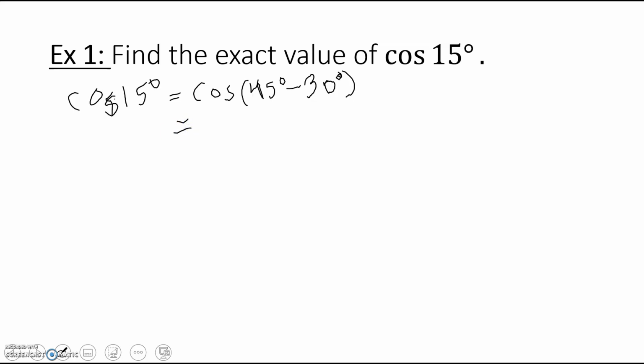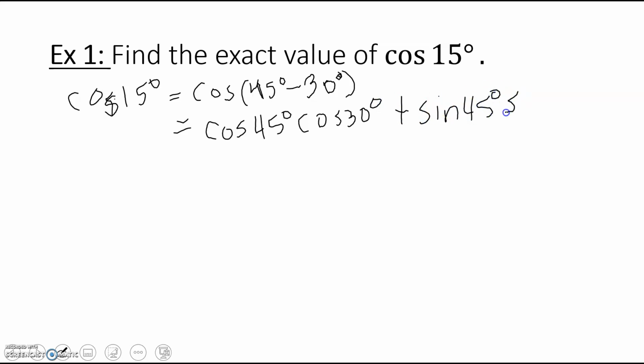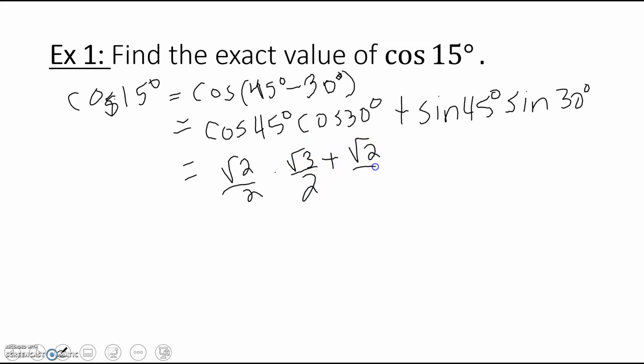And so now we can use our difference angle identity for cosine. So this would be equal to the cosine of 45 degrees times the cosine of 30 degrees. Remember the sign changes, so plus the sine of 45 degrees times the sine of 30 degrees. And so now we know the cosine of 45 is the square root of 2 over 2. The cosine of 30 degrees is square root of 3 over 2. Sine of 45 is square root of 2 over 2. And sine of 30 degrees is 1/2.